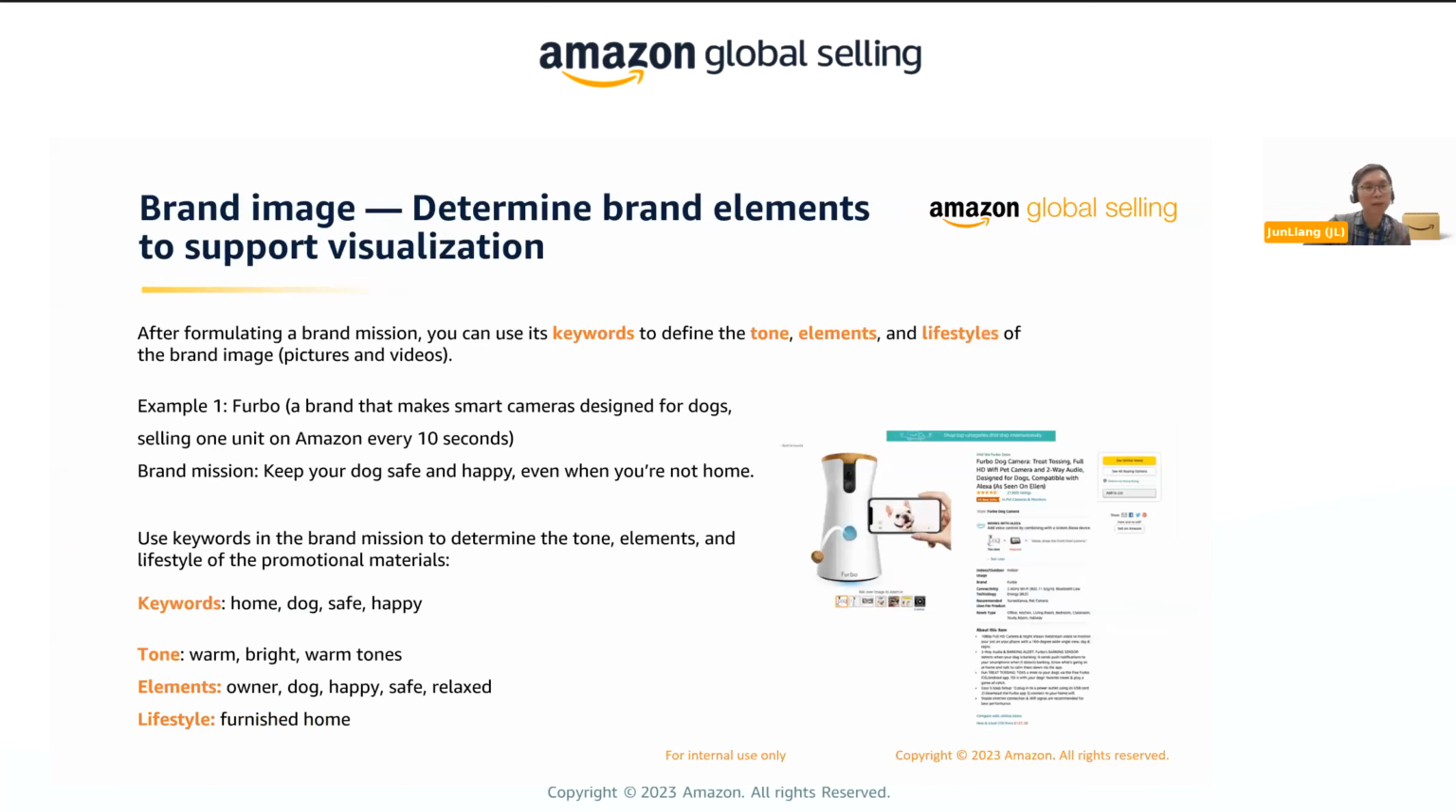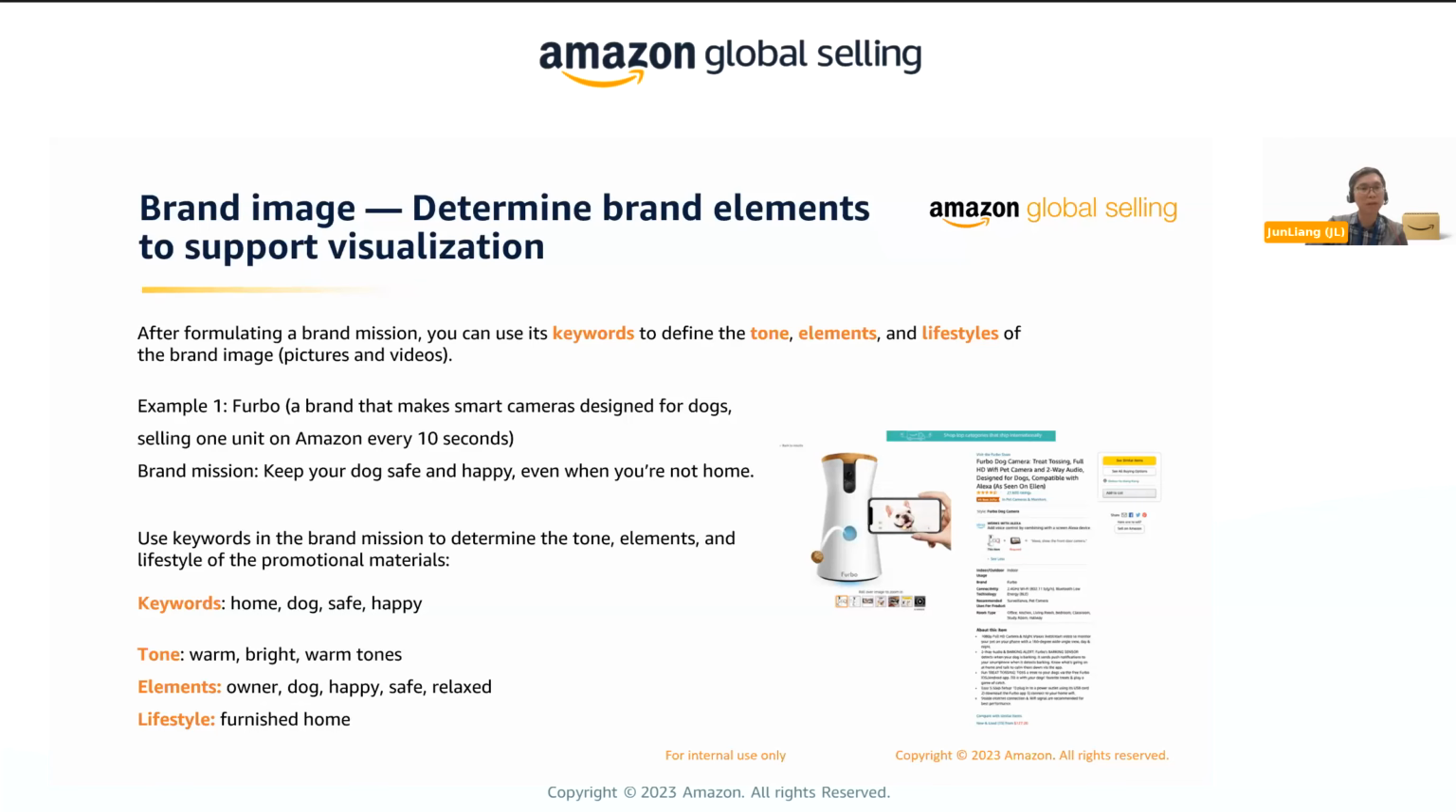All right, next one, the brand image. Determine the brand elements to support your visualization. After you have a brand mission, the one from the previous slide, you can use your keywords to define the tone, the elements, and the lifestyle of the brand image. So this is again an example.